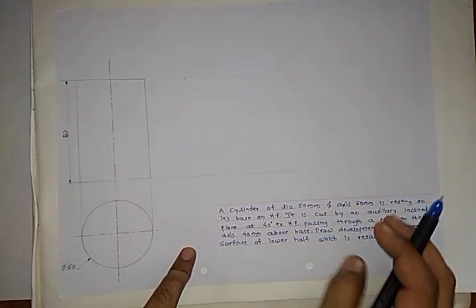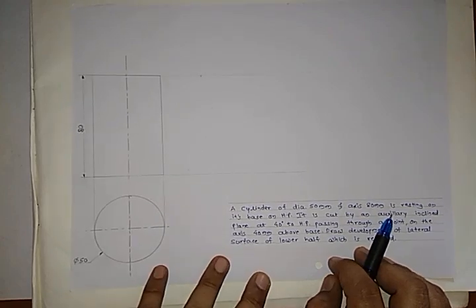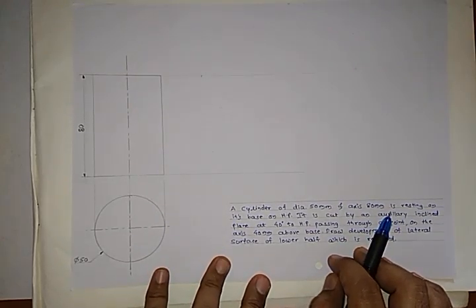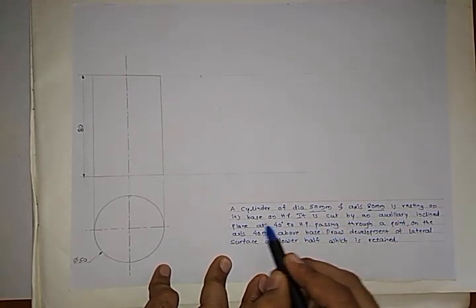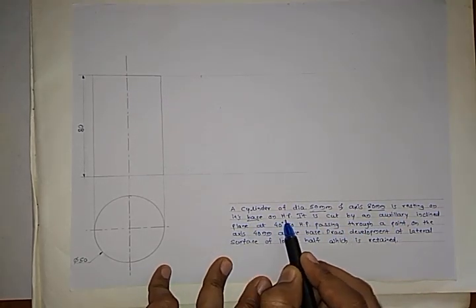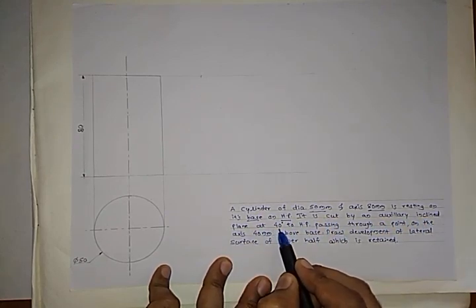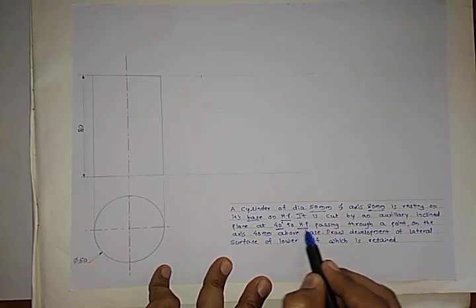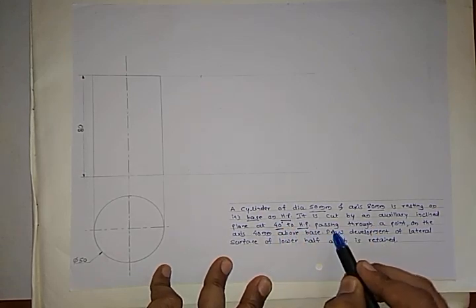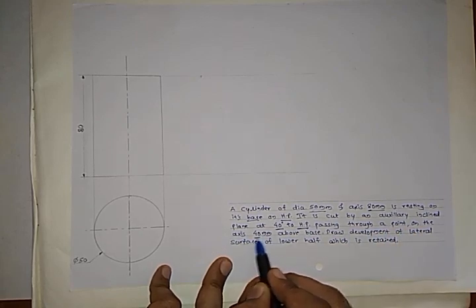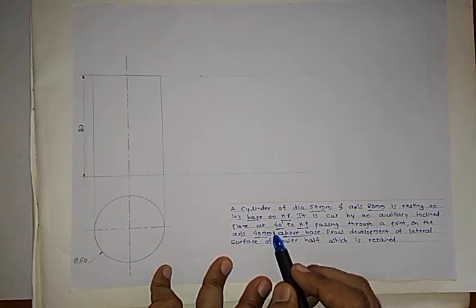Okay. So we are going to cut a cylinder. The cylinder is having a base diameter of 50 mm, axis height is 80 mm, that is given here, 50 mm and 80 mm. Along with that, its base is on HP, that is also given to you. It is cut by an auxiliary inclined plane at 40 degree to HP. So the position of the cutting plane is given to you, that is inclined to HP by 40 degree, passing through a point on the axis 40 mm above the base. Okay, so the position of the cutting plane is also given, 40 mm above base.